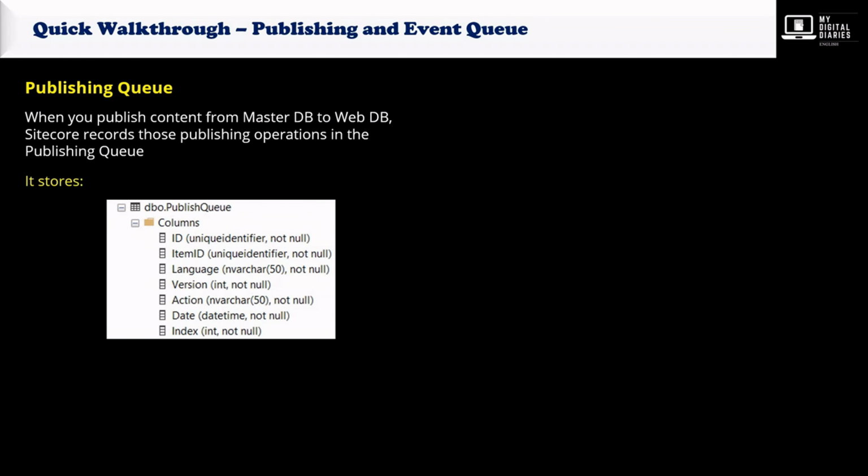What does it store? If we look at the publishing queue table, it contains several important columns, and this table exists only in the master database. So what does the publishing queue contain? First is the ID, a unique identifier for the record. Then we have the item ID of the item being published. Then we have the language, the language version of that item.